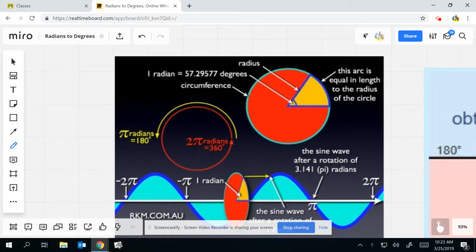You know what degrees are. There's 360 degrees in one whole circle. Seen that before. And you know what a 90-degree angle is, and you know what acute and obtuse angles are. But what about radians?